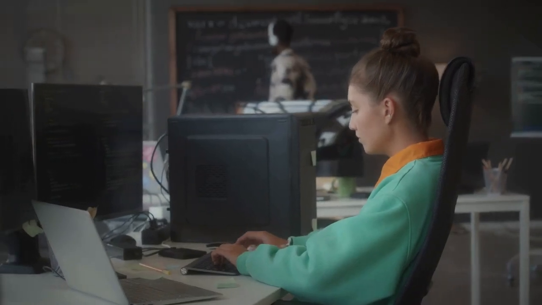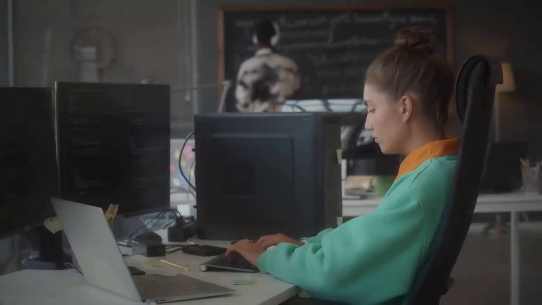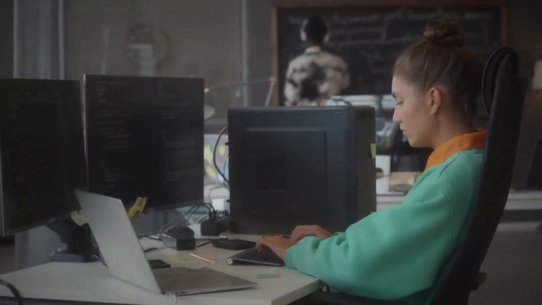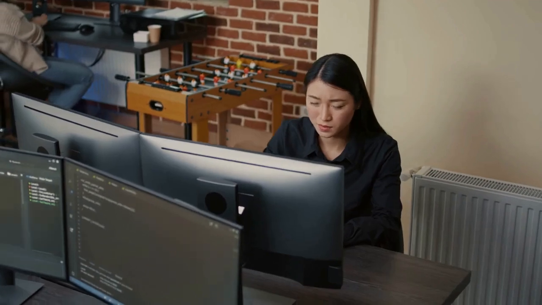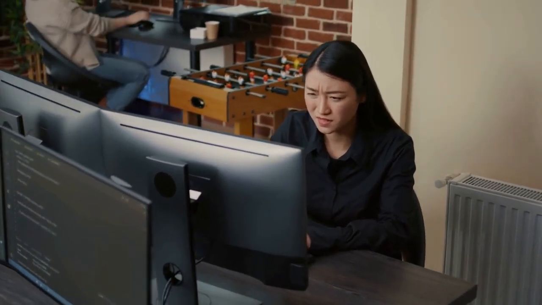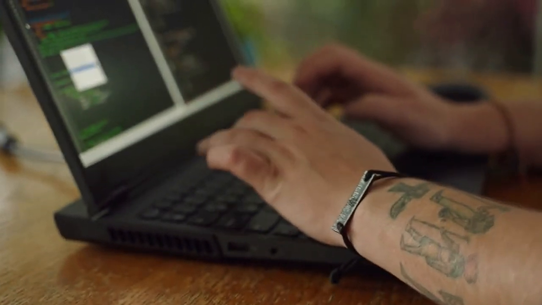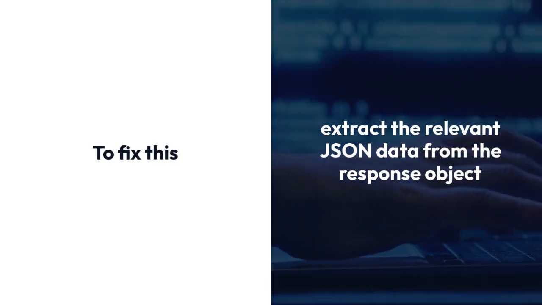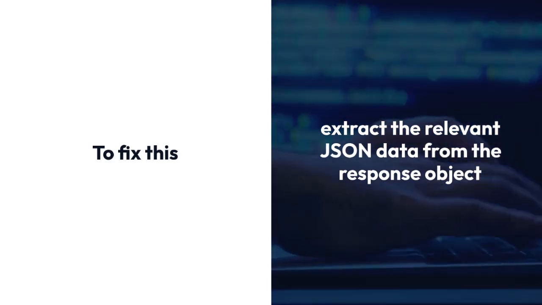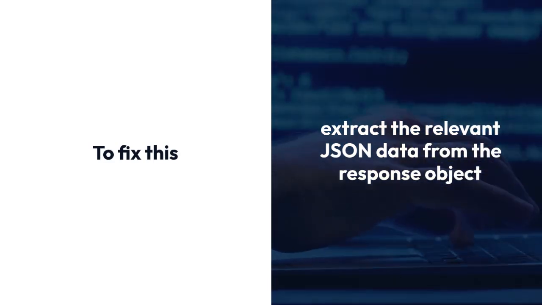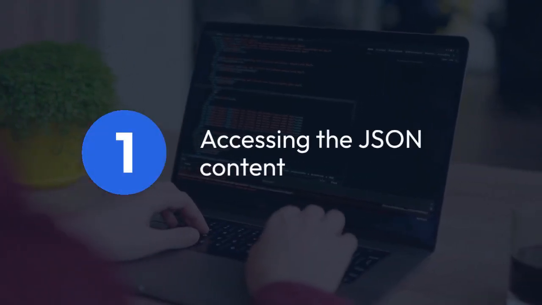The problem is that the requests response object contains much more information than just the JSON data within the response. It includes things like status codes, headers, and the raw content, not all of which are easily convertible to a standard JSON structure. Therefore, to fix this, you need to extract the relevant JSON data from the response object before attempting serialization. Here's how you can handle this issue.